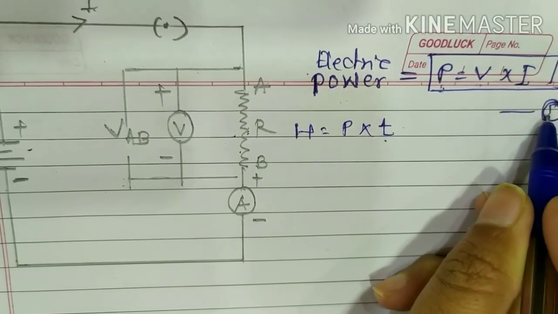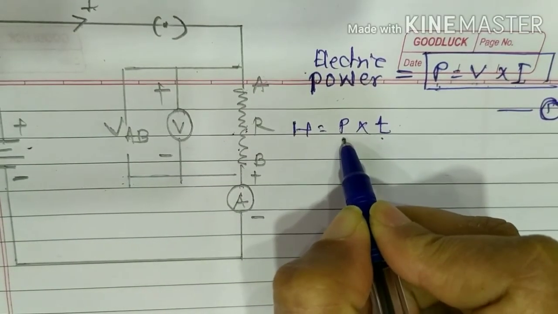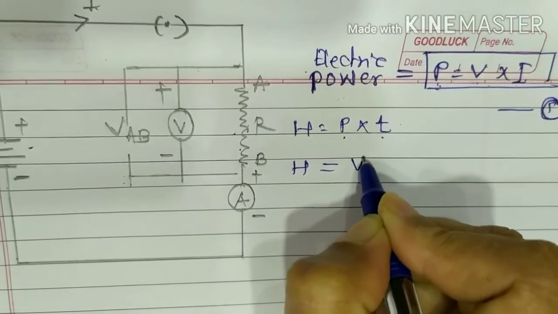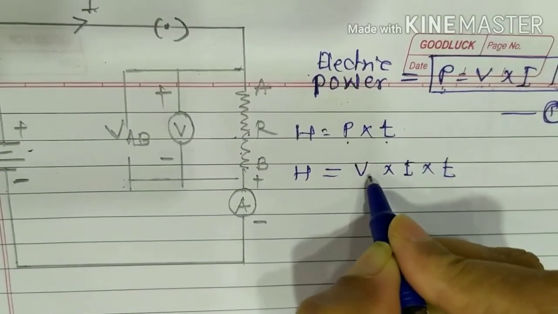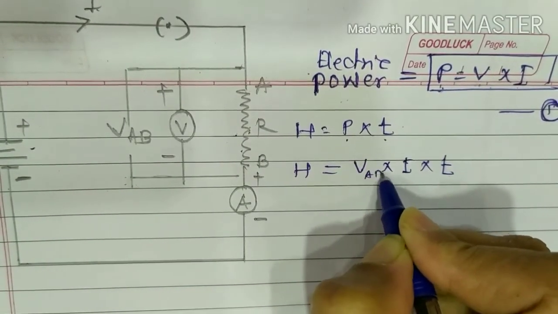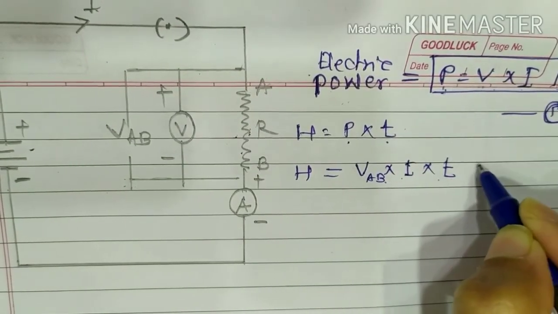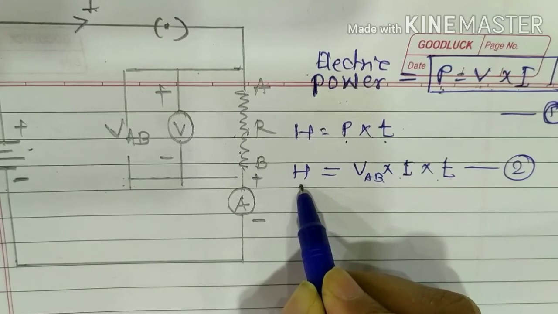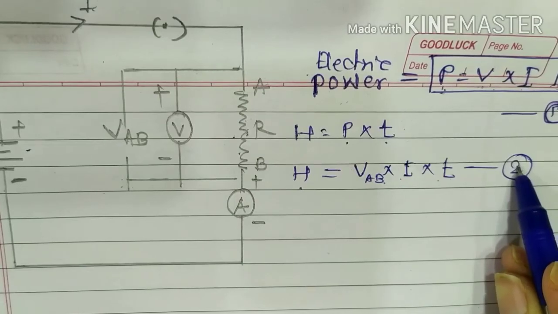So, by equation number 1, we fill in the value of P. Hence, we get H is equal to V into I into T, where V is the potential difference between A and B. So H = V_AB into I into T, and this is equation number 2. By this formula, we can count the heat that is produced in this resistor.